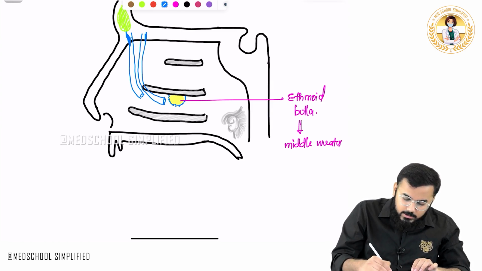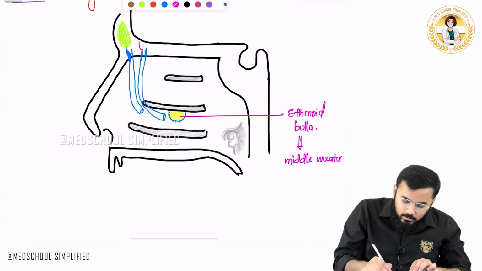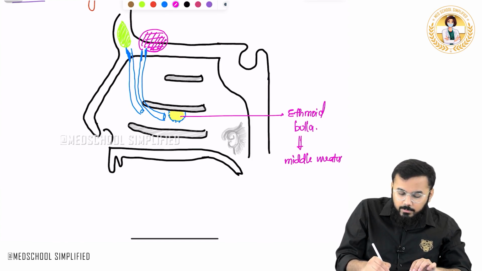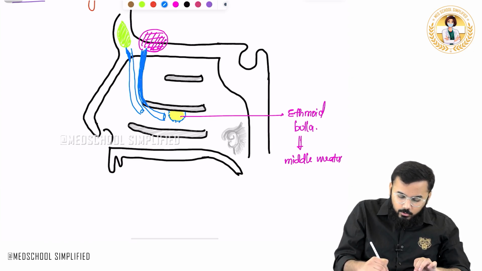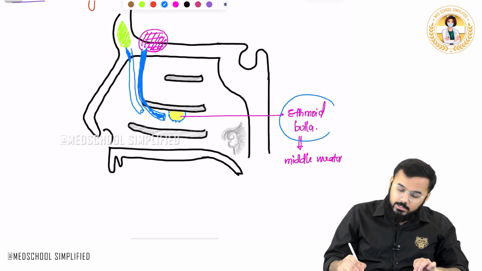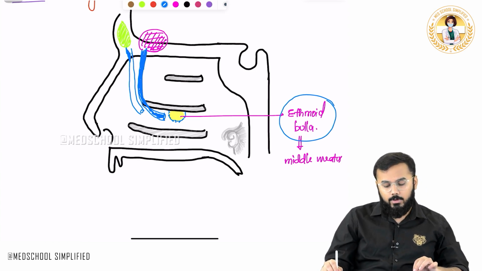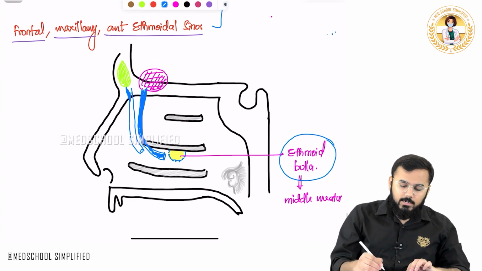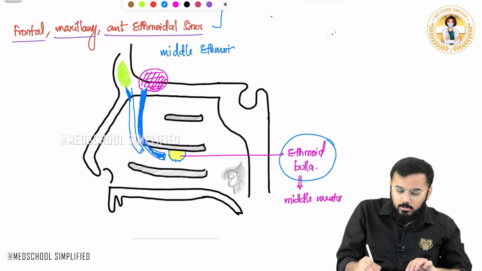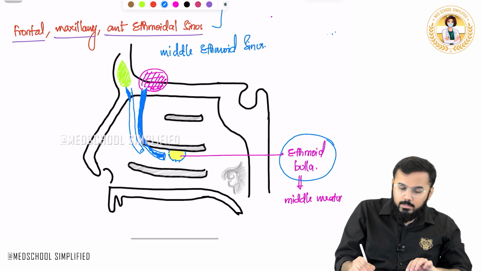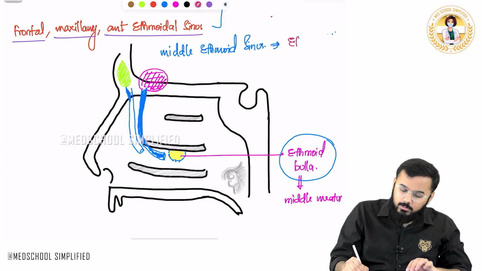Okay, this part is the middle sphenoid, middle ethmoid sinus. You see, this is your middle ethmoid sinus. If you look here very closely, where is the middle ethmoid sinus draining into? Middle meatus only. But exactly which point in the middle meatus is it draining into? Your ethmoid bulla. So into the ethmoid bulla, which sinus is draining? Your middle ethmoid sinus is draining into your ethmoid bulla.